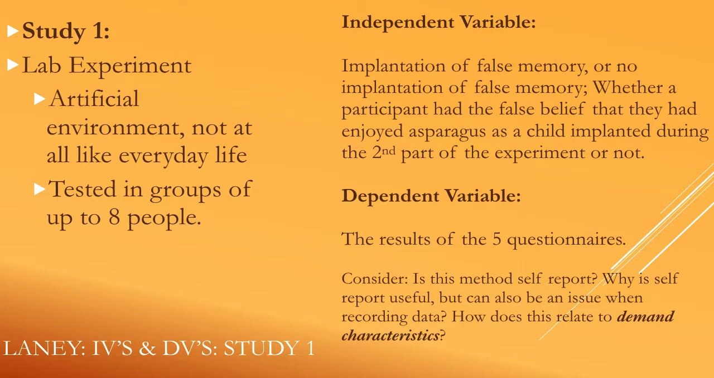And the DV for Aim 1 or Study 1 are the results of the 5 questionnaires. Now, we're going to go over those questionnaires in depth. Some of them were actually used in the data, some of them weren't. They're what we call distractors. So I'd write down, put a star, a little note that some of the questionnaires were not actually used in the data. They were called distractors.